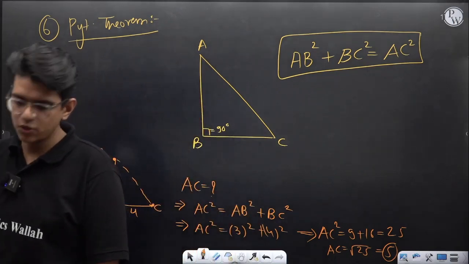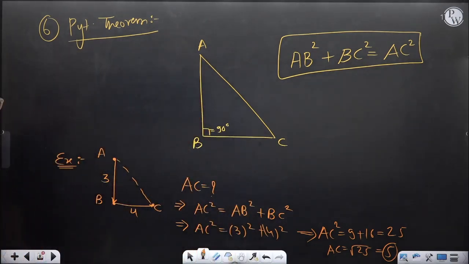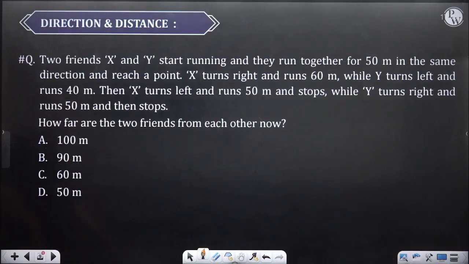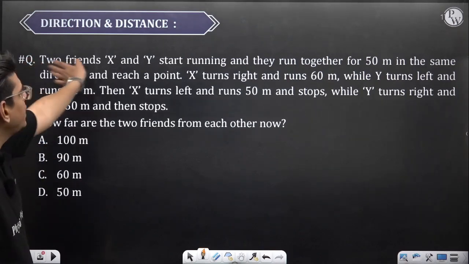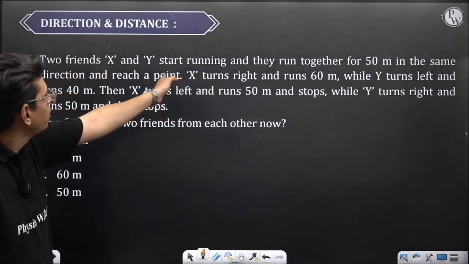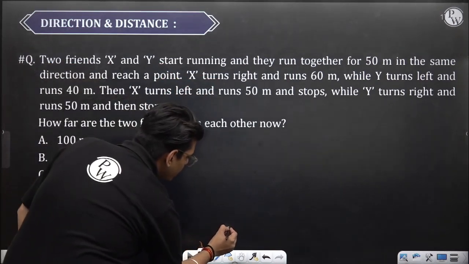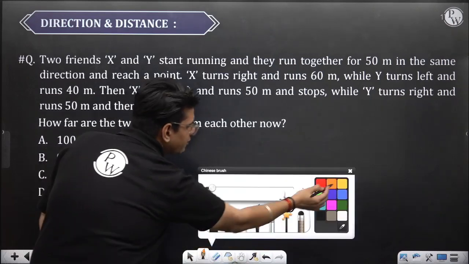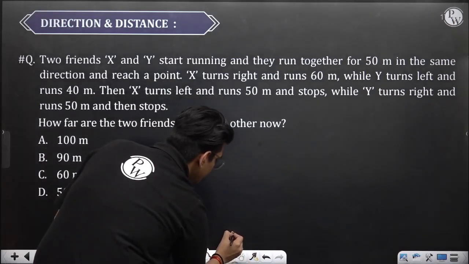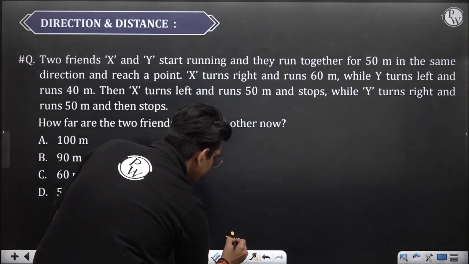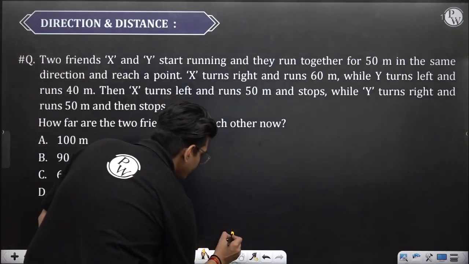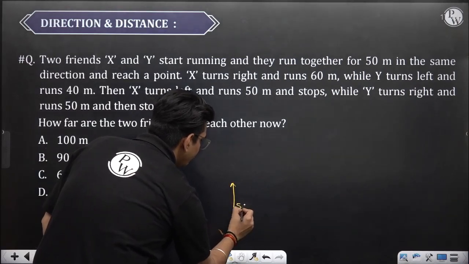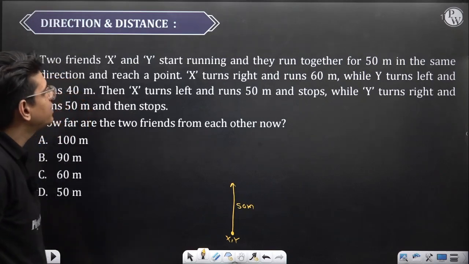Now we will move to questions from directions, right? So let's see the first question. Two friends X and Y start running and they run together for 50 meters, right? What you have to do is just follow the instruction given in the question and try to make a good diagram based on the information given. So in the first question, suppose X and Y are here. This is our X, this is our Y. What is given? They start running together. They run together for 50 meters. So this is our 50 meters, in the same direction, right?